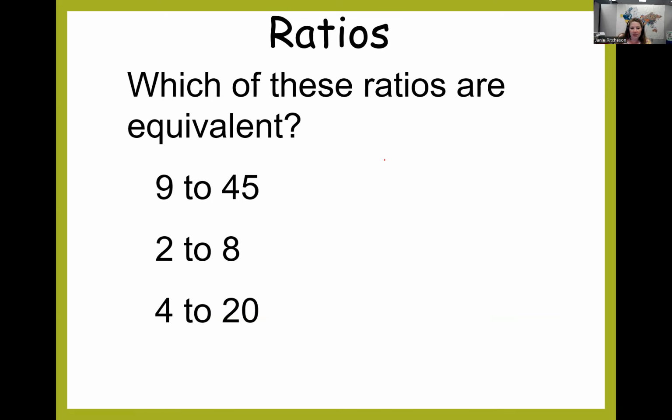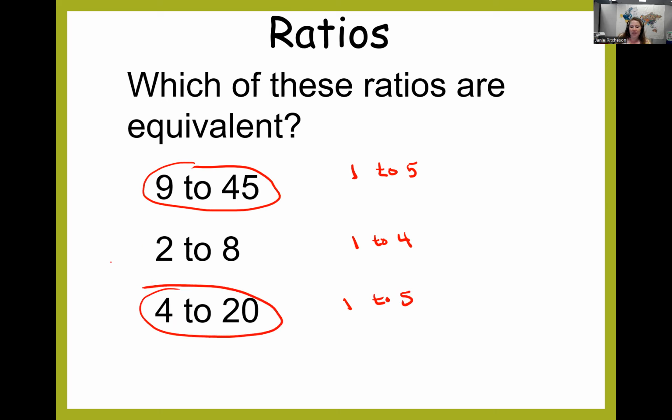All right, so what'd you guys come up with? So hopefully you realized you could divide 9 and 45 by 9, and you would get 1 to 5. You can divide 2 and 8 both by 2, so you'd get 1 to 4. And you can divide 4 and 20 both by 4, and you would get 1 to 5. So the two equivalent ratios are the first one and the last one.